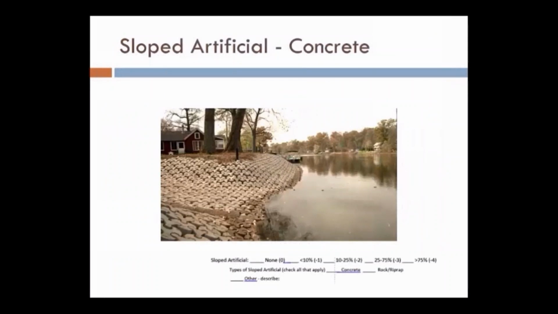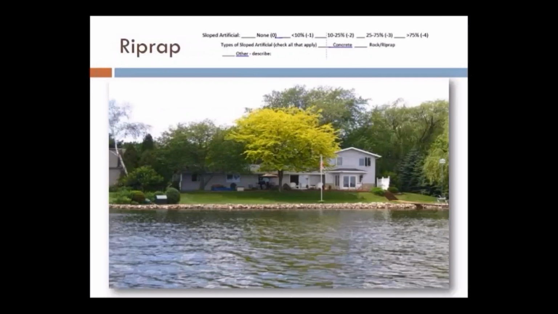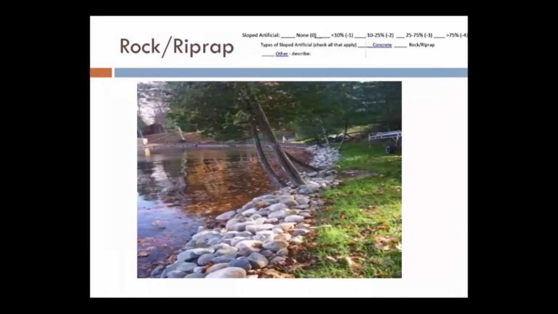Here's an example of extensive sloped artificial erosion control created from concrete block. Sloped riprap is quite common along many lake shorelines. It passes the turtle test. Here you can see a lot lined with sloped rock. Their neighbor has installed a vertical steel seawall.